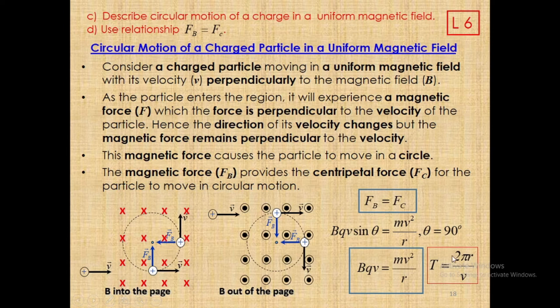And then we know that the velocity of the circular path V equal to 2 pi R over T. So we need to use T equal to 2 pi R over V. So this is the formula, BQV equal to MV squared over R. So we will use this for the calculation later.